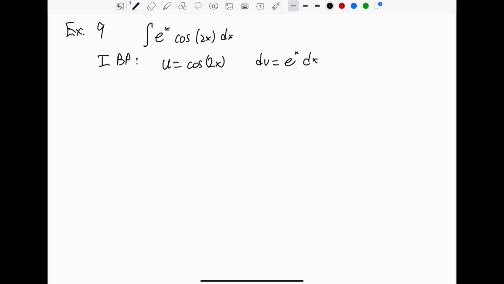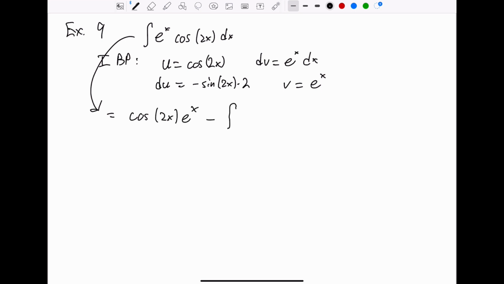So now follow the steps of integration by parts, find the derivative. It's negative sine of 2x times the derivative of 2x, which is 2. Antiderivative of e to the x is e to the x. Now apply the ultraviolet voodoo formula: u v minus the integral of v du.